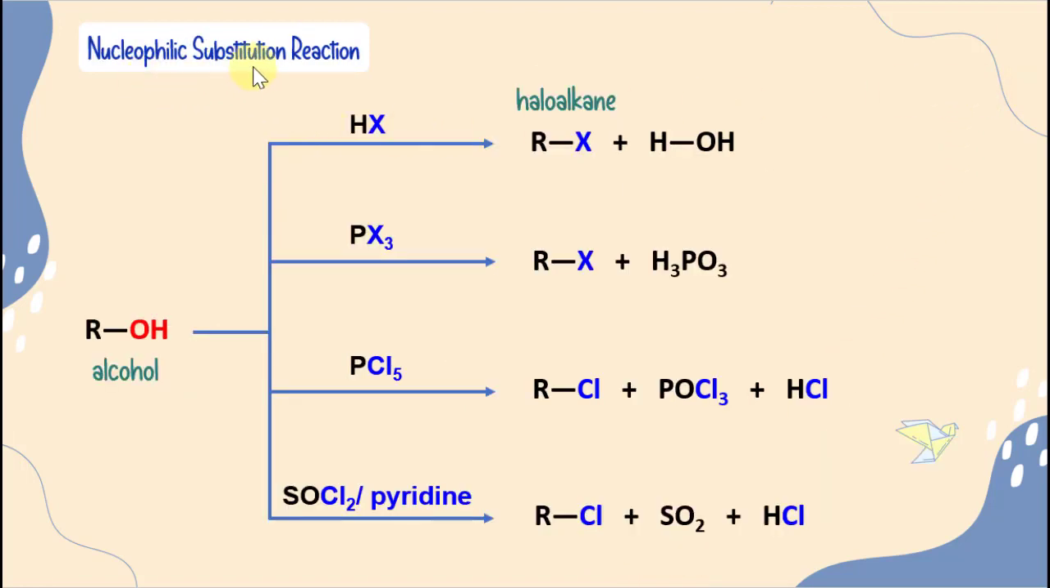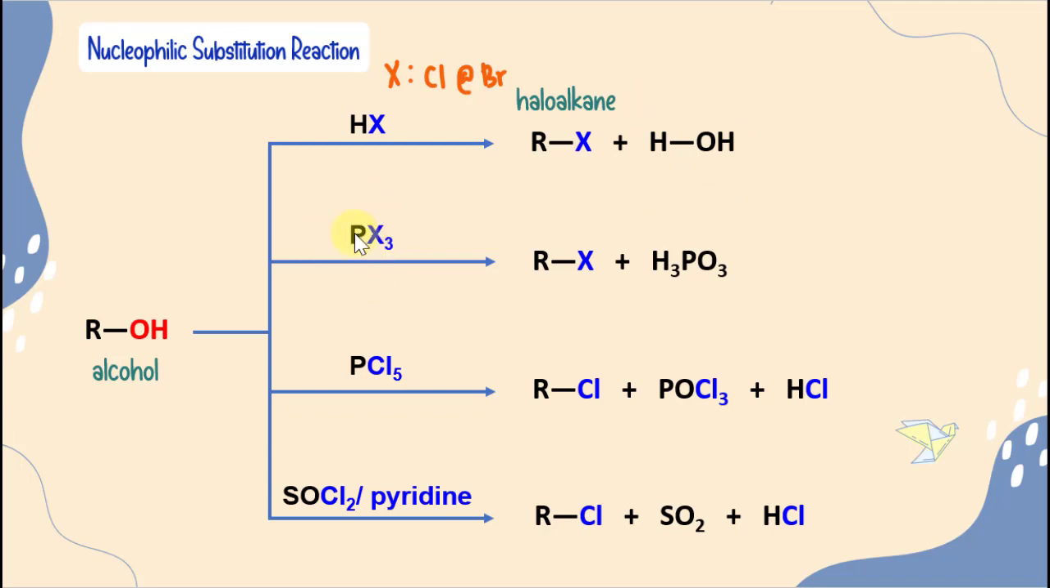Next, we have a nucleophilic substitution reaction, which involves the conversion of alcohols into haloalkane. If you can see here, we have 4 different types of reagents that can be used in order to produce a haloalkane. The first one is the hydrogen halide, where X can be chlorine or bromine. If you use HCl, hydrogen chloride, the halogen here will become chlorine. If you use HBr, it will become Br, bromine. The side product, if you use the hydrogen halide, will be water.